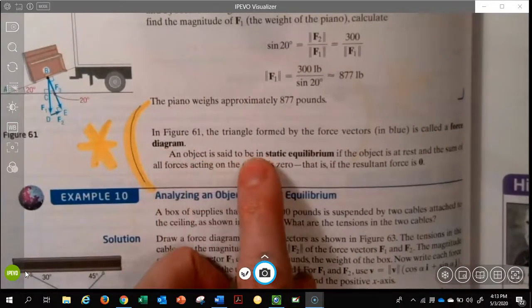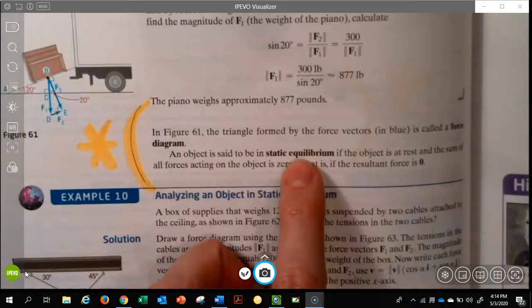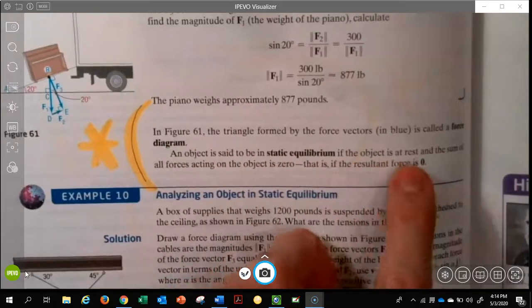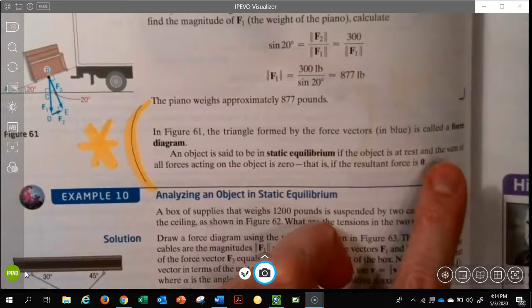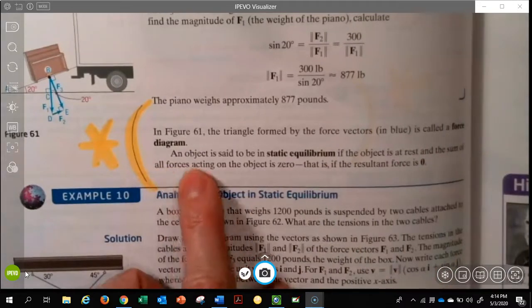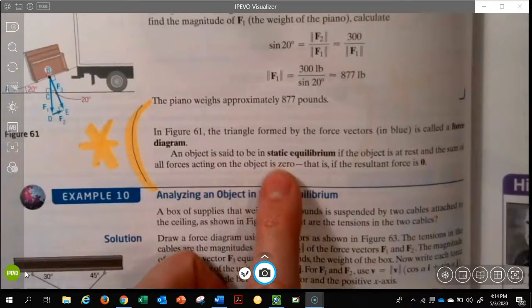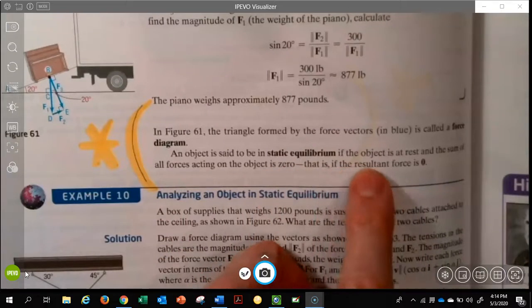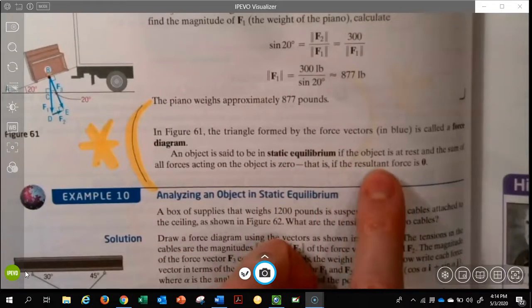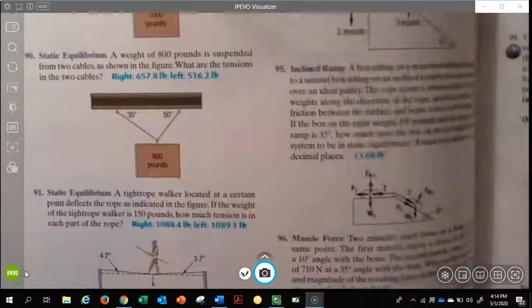An object is said to be in static equilibrium, or equilibrium, if the object is at rest and the sum of all the forces acting on the object is 0. That is what we just read about a while ago. The resultant force is 0.